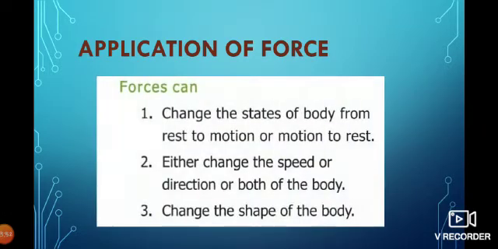Changes in an object due to the application of force. If you apply force, what changes can happen to the object? First one, it can change the state of the body from rest to motion or motion to rest. For example, if we apply force to kick a ball, it changes position from rest. And if a ball rolls on the ground, we apply force to stop its motion.